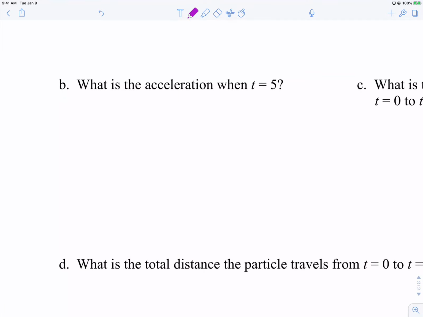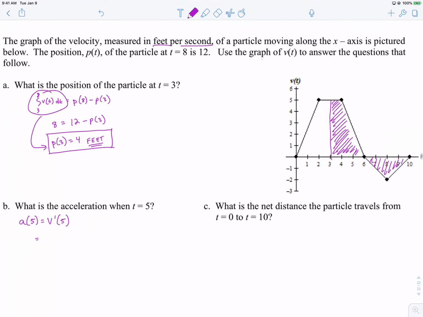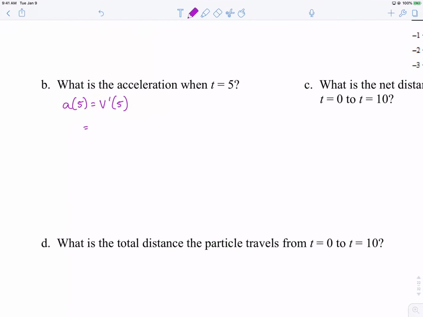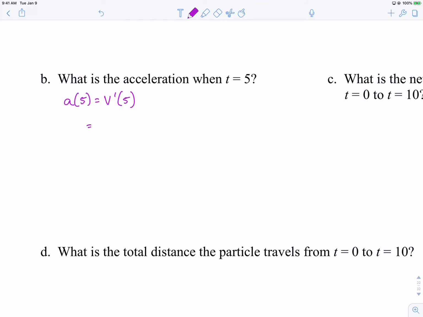So let's check out, what is the acceleration when t equals 5? Well, acceleration at time 5 is the same thing as the derivative of velocity at 5. So if we look on the graph here, at 5, it's on this downward sloping line. So I can find the average velocity, or the slope of that line, and it'll also be the instantaneous velocity there because it's the same, the velocity is constant. So it's going to be 5 minus 0 over 4 minus 6. So we end up getting negative 5 halves. And that's going to be in feet per second squared because it's a rate of change of a rate of change.